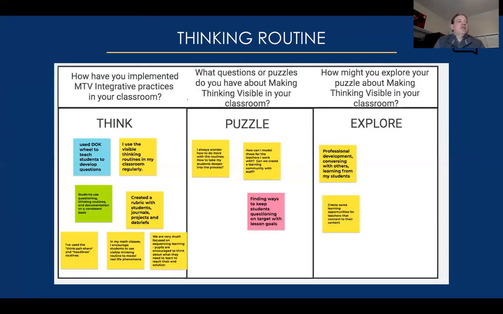The Jamboard looked like this. So the think, the puzzle, and the explore. And then an opportunity for participants to write down their different experiences. And you can do the same thing. And honestly, what I recommend is to pause right here to either actually go to the Jamboard and add them on there if you'd like to, or to just do it analog using some sticky notes or a pad of paper or something like that, but to write down, so what have you already done with making thinking visible? What are your questions about it? And how do you think you'd explore these questions further?